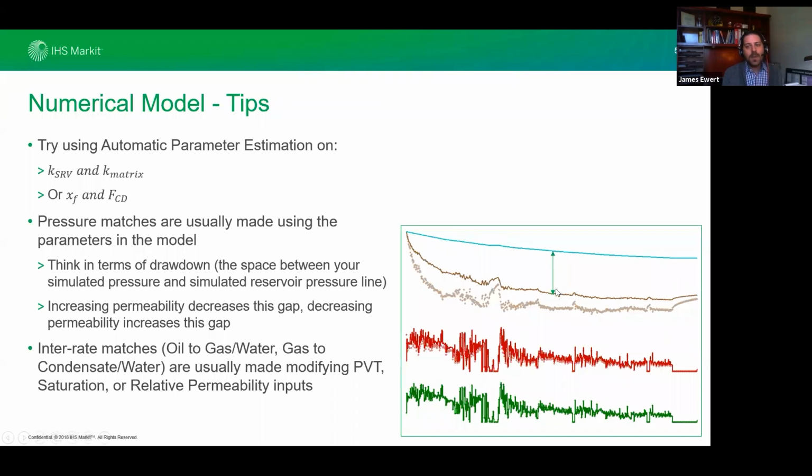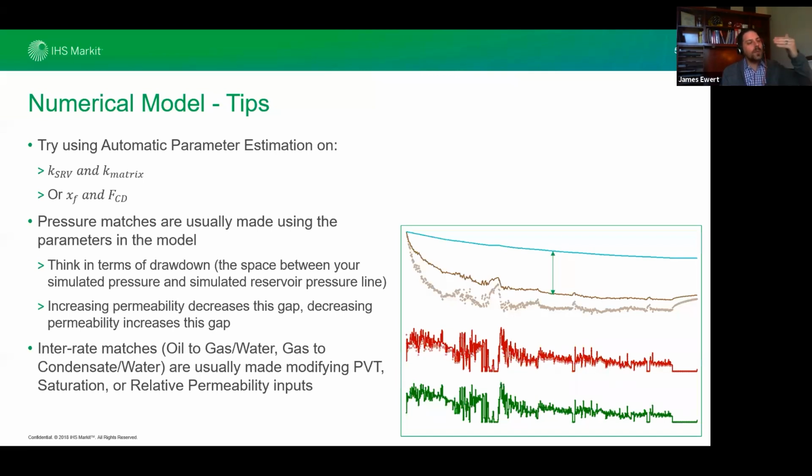My drawdown is not big enough. I need to increase my drawdown. You increase your drawdown by making the productivity of your well worse, right? So that would be to make your skin worse, to lower the permeability of your well, for example. That's going to increase that gap between the two for you to get a match.